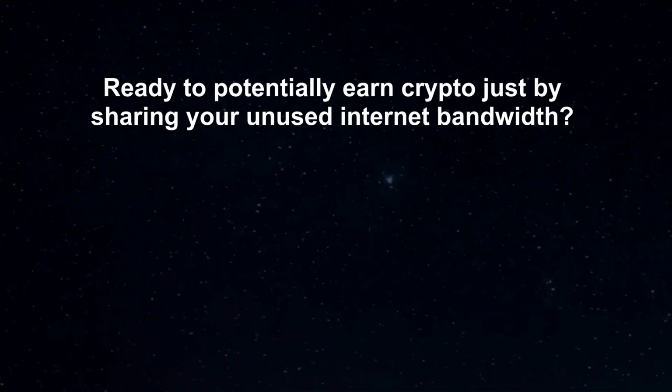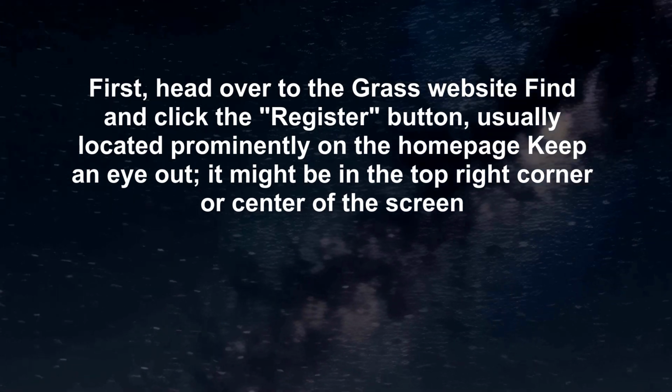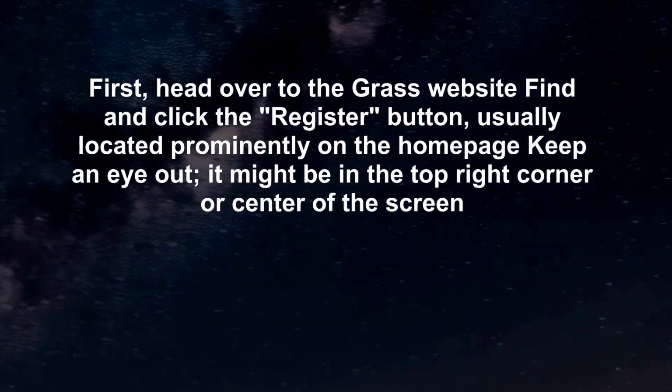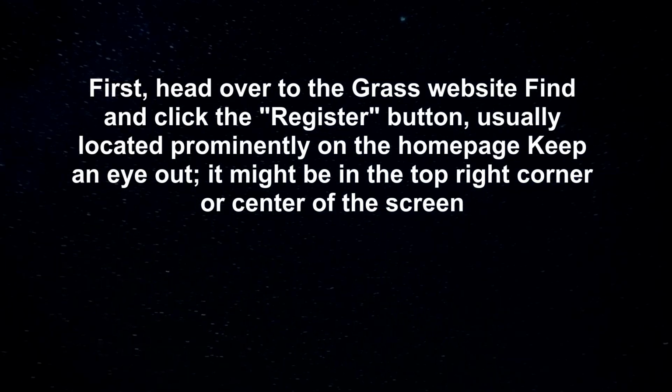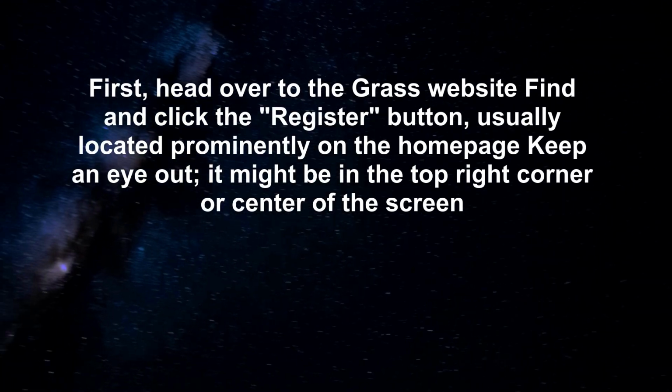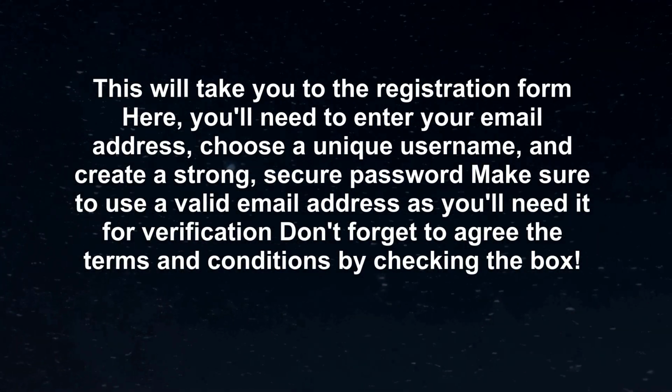Ready to potentially earn crypto just by sharing your unused internet bandwidth? First, head over to the Grass website, find and click the register button, usually located prominently on the homepage. Keep an eye out. It might be in the top right corner or center of the screen. This will take you to the registration form.